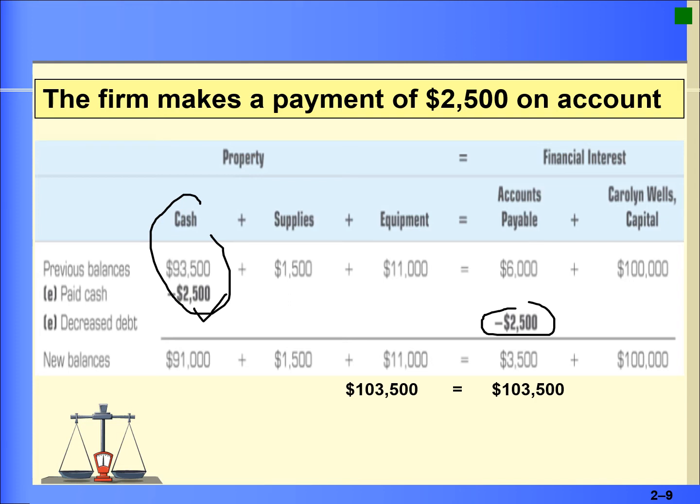Then you net your balances. Cash is now at 91. Nothing changed on supplies. Equipment still the same. So that took you down to 103,500 there if you add these together. On the right side, the debt went down to 3,500. The capital is still 100, and notice you are still in balance.